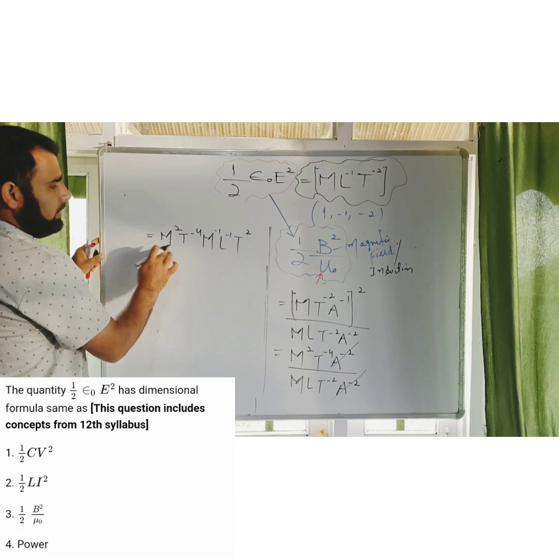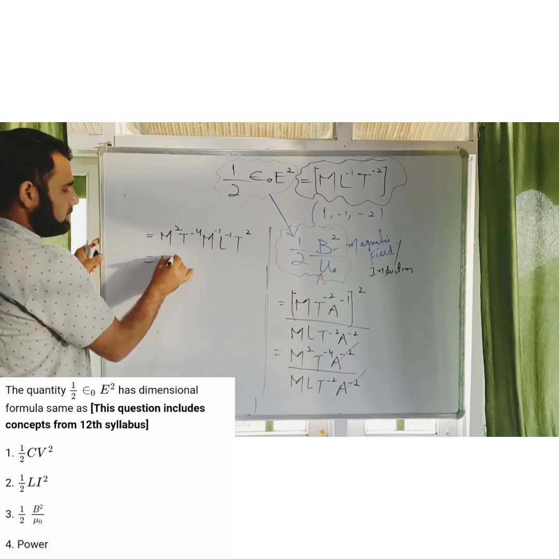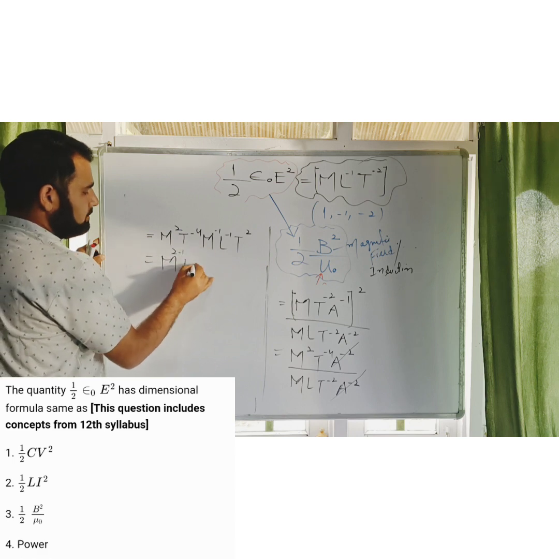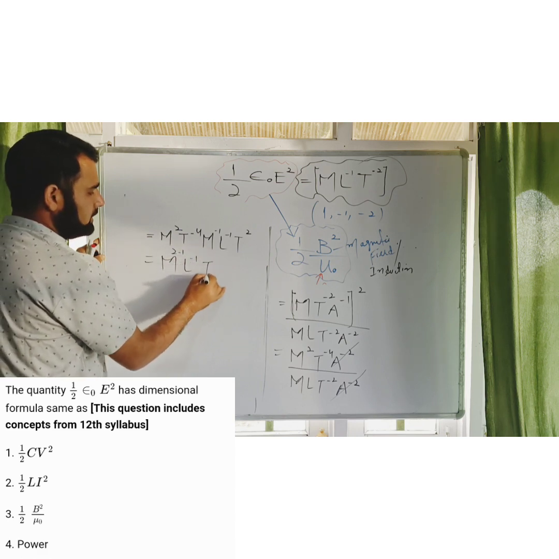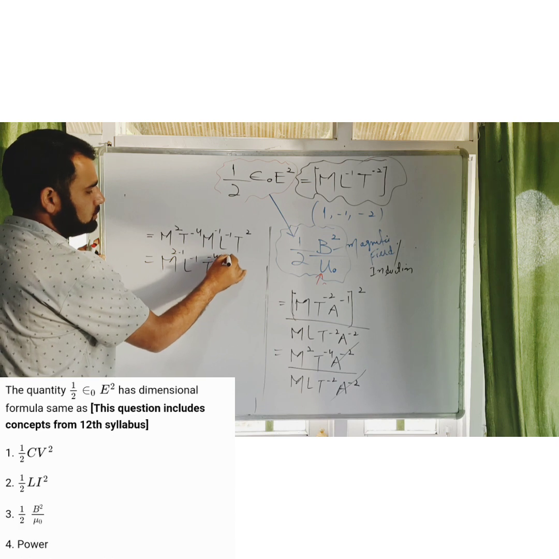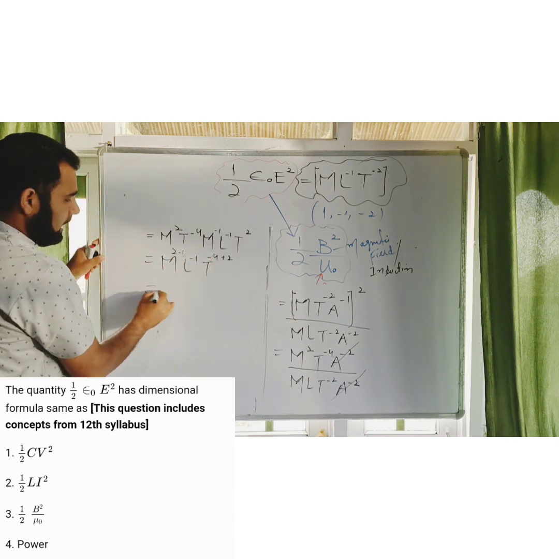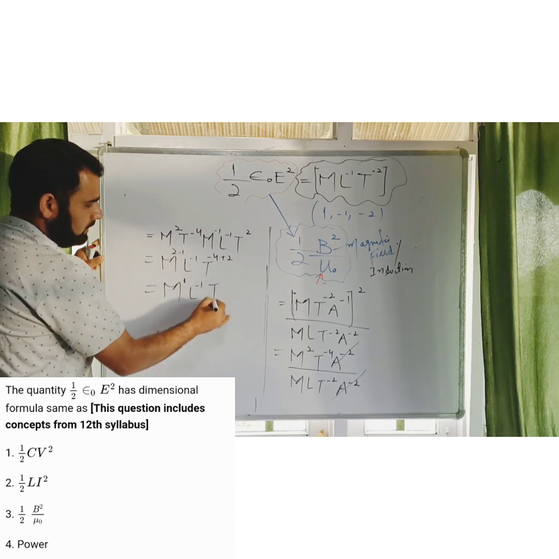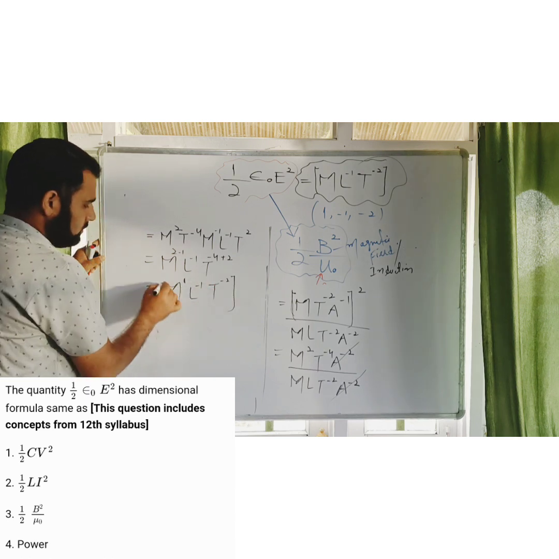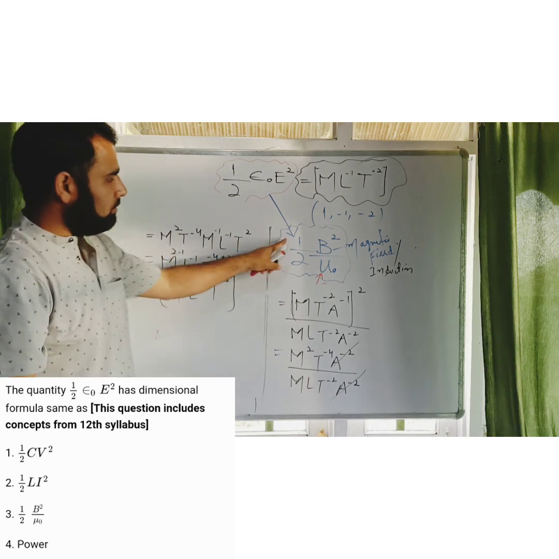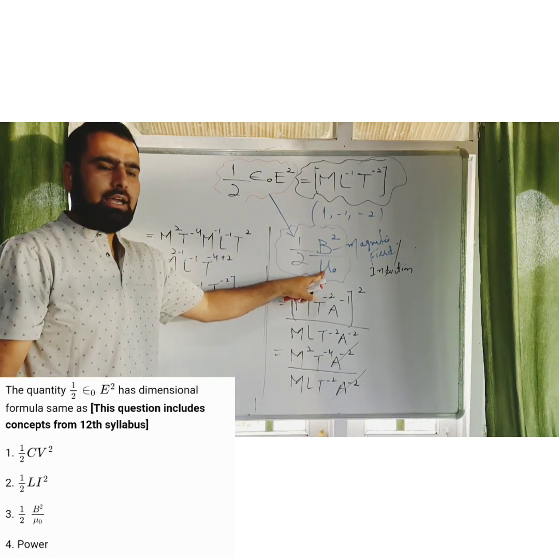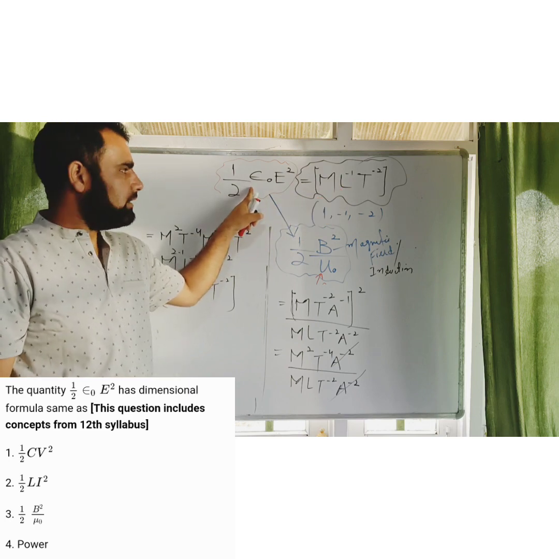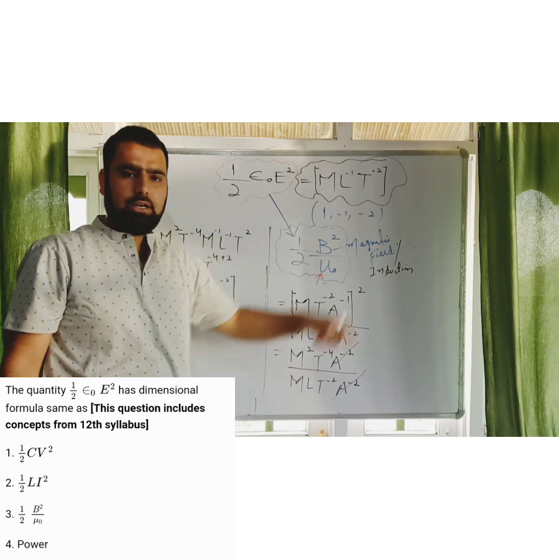Therefore, M and M have the same base, so the powers are added: M raised power 2 minus 1. Then L raised power minus 1. Then T raised power minus 4 plus 2. So the dimensional formula is M raised power 1, L raised power minus 1, T raised power minus 2. So again, this ratio 1 by 2 B square by mu naught has a dimensional formula similar to that of energy density of electric field, that is M L raised power minus 1 T raised power minus 2.